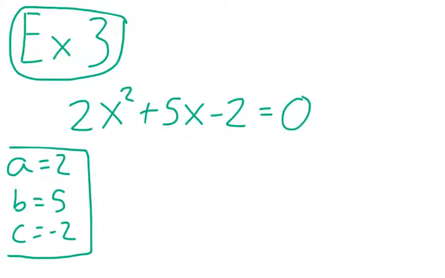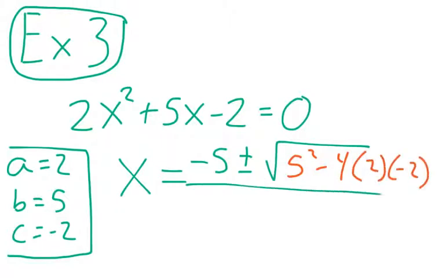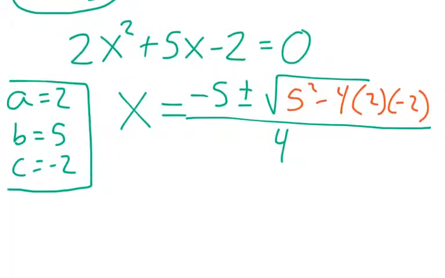So last example, I have this equation here. 2x squared plus 5x minus 2 equals 0. So here's my a, b, and c. So I go ahead and solve it. I picked green this time. Oh well, I'll change colors. x equals negative 5 plus or minus the square root, we'll go orange this time, of 5 squared minus 4 times 2 times negative 2, 4ac, all over 4, because it's 2a.